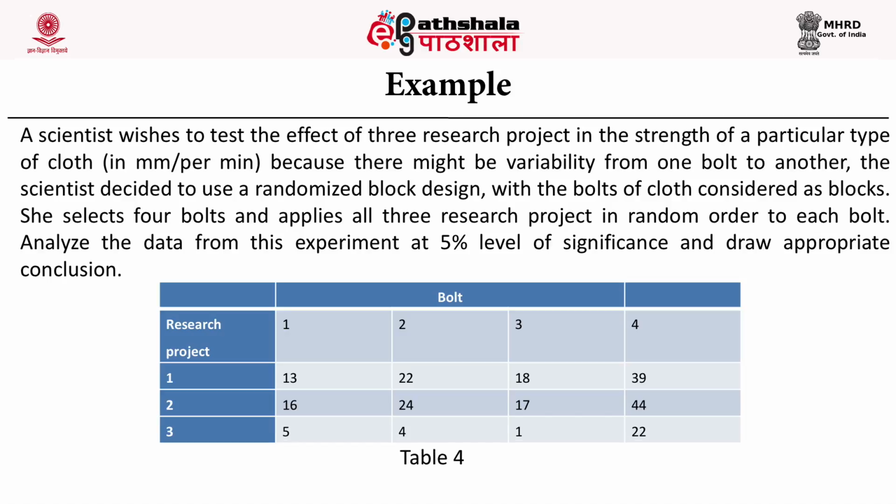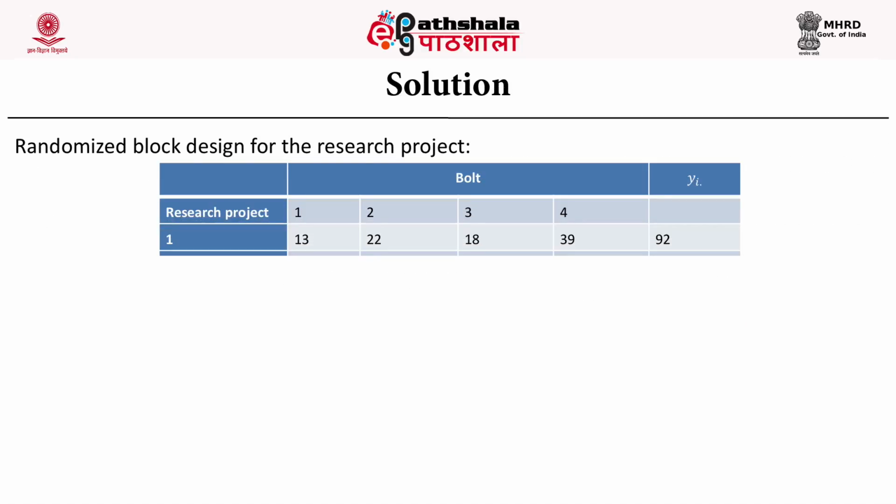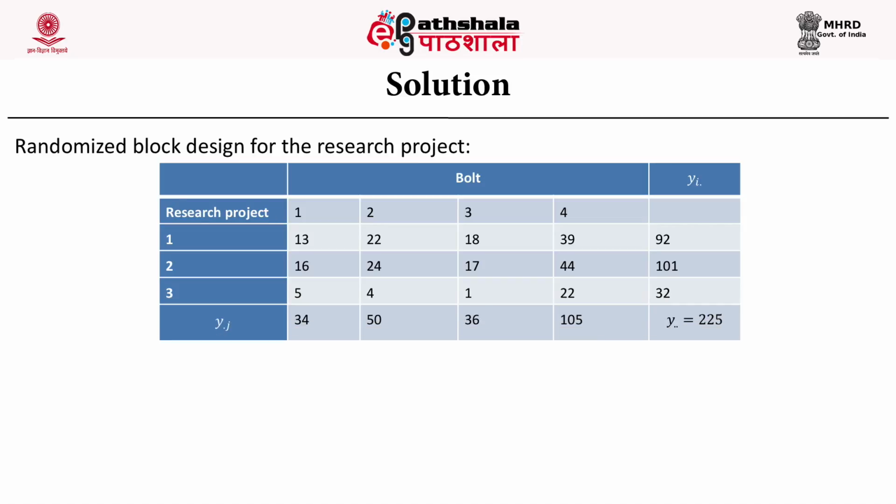From the table, the research projects are given in the rows 1, 2 and 3, and the bolts represent the columns 1, 2, 3 and 4. The randomized block design for the research project is given here in table number 5.